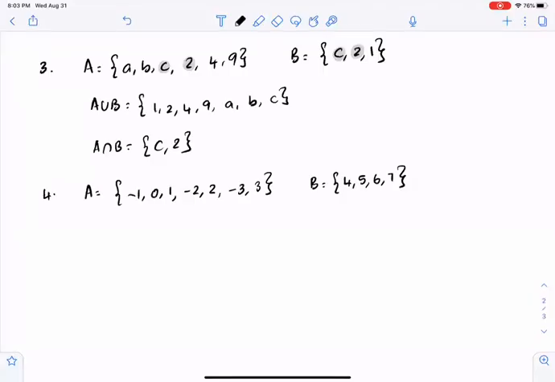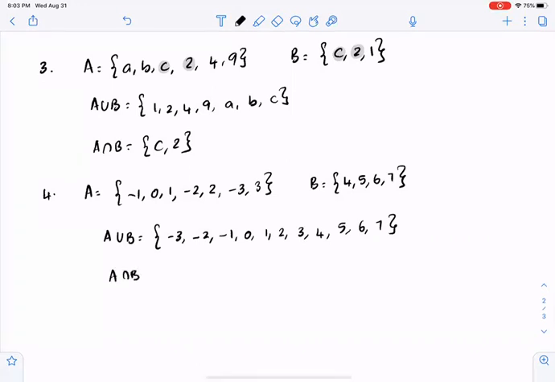So the union of the two sets will be, well, let me write it this way: -3, -2, -1, 0, 1, 2, 3, 4, 5, 6, 7. Mind you, order doesn't matter. The intersection would contain the elements that are common to both A and B. Well, there is nothing in common between A and B, so the intersection is empty.